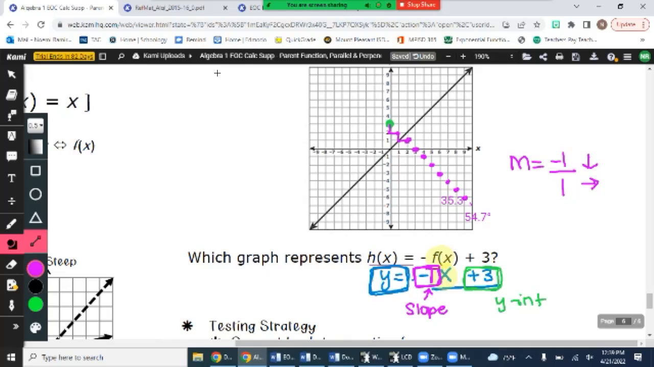There's my straight line. Okay. All right. Turn the page when you're ready.